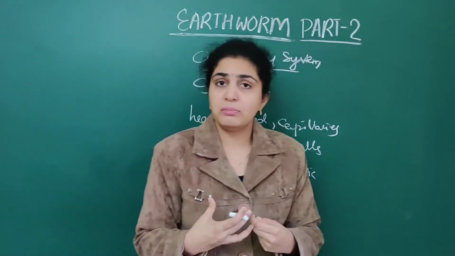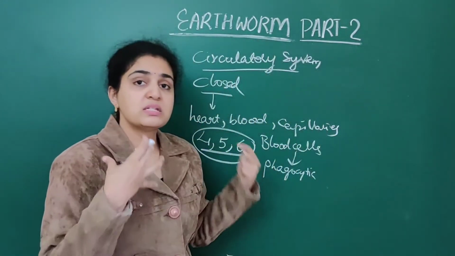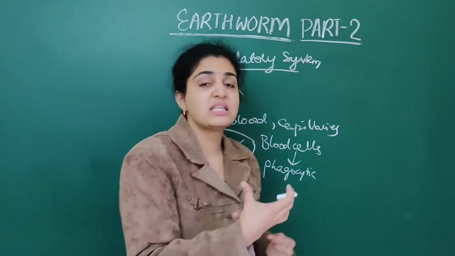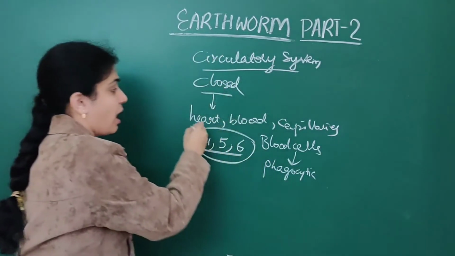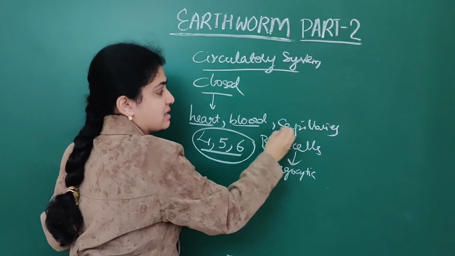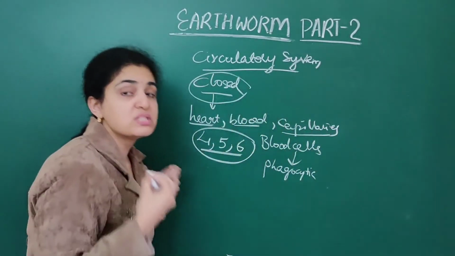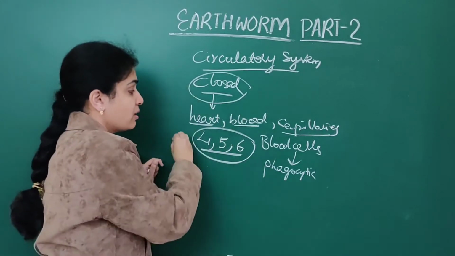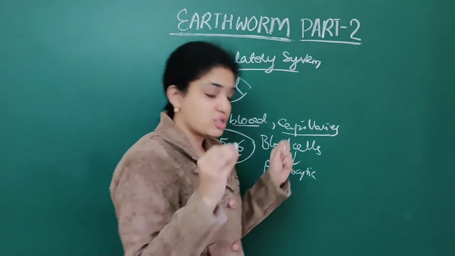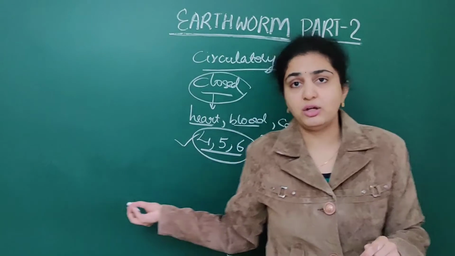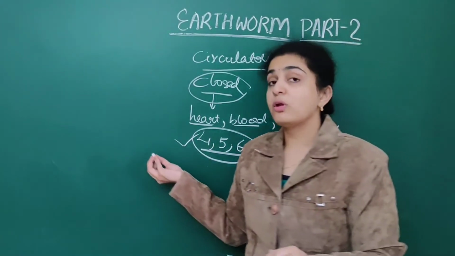Same like our human beings, the earthworm's circulatory system is also the same type. That is, heart is present, blood vessels are present, capillaries are present, and it exhibits a closed type of circulatory system. Whereas blood glands, important NEET question, which segments are they present in? They are present in the 4th, 5th as well as 6th segment.